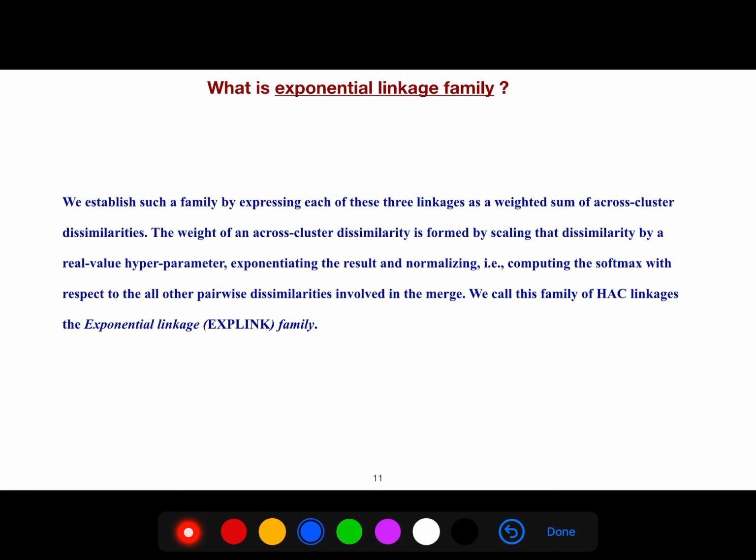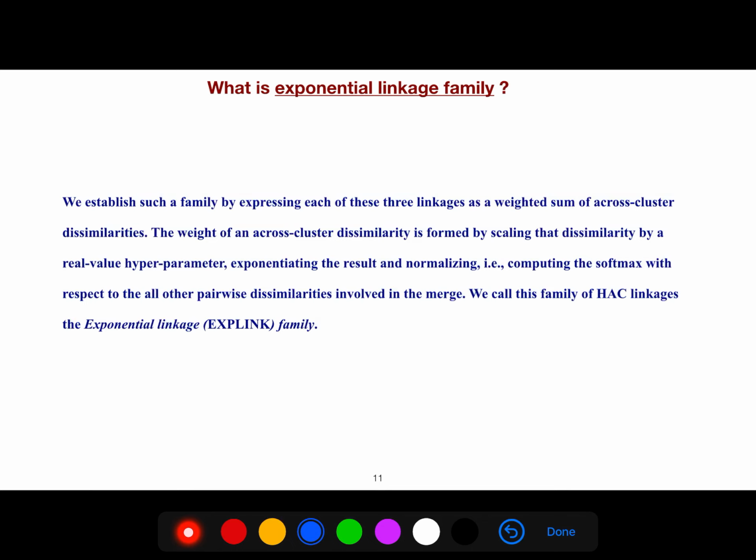Of course, this paper is not about NLP, but the authors have written another article, which I will explain in my playlist for entity linking, that uses this paper. So it's a very important article. So what is the exponential linkage family?